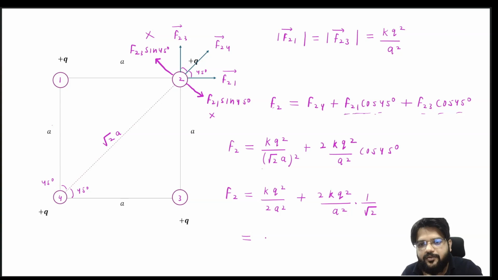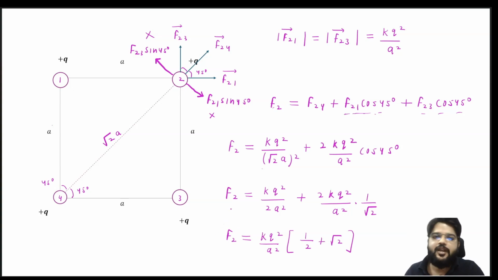So KQ square by A square. If I take common KQ square by A square, now we have 1 by 2 plus root 2. This is the value of F2. So now we have F2 also. The net force on the second charge due to the other charges is KQ square by A square into 1 by 2 plus root 2. This much force is acting on the first charge also, the third charge also, and the fourth charge also, correct? An equal amount of force is acting on all the charges. So I hope it is clear how we can find the net force on any one charge.